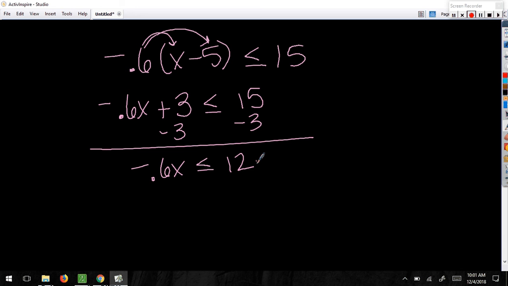You gotta divide. I haven't divided yet. I need to divide by what? Negative 0.6. Now, what is going on here? Yes, Kamara, say it again. You gotta flip the sign. Why? Because you divided by a negative. So it's gonna be x is greater than or equal to... Christian with the calculator. What is 12 divided by negative 0.6? Negative 20.